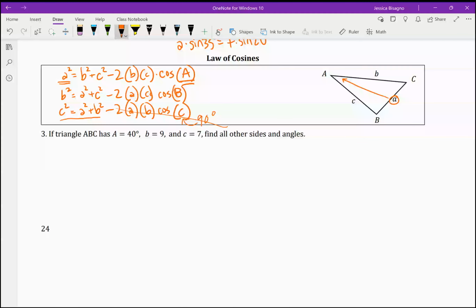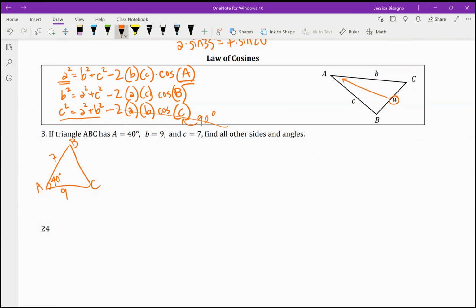But again, law of sines and law of cosines is really for when you don't have a right triangle. Okay, and then for number 3, we have triangle ABC. Again, it's not going to be drawn to scale. That's okay. Angle A is 40 degrees. B is 9, and C is 7.